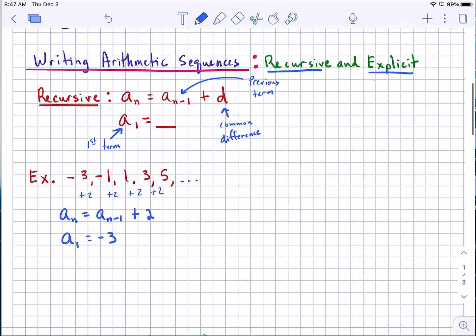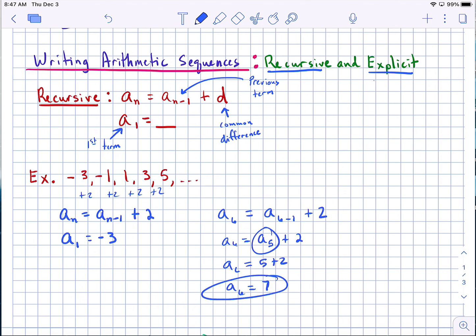But to use the equation to get that, if I want to find a of 6, the sixth term, here's what I do. I put 6 in for n, and then I solve it. So a of 6 would equal a of 6 minus 1, which is 5. So a of 5 means what is the fifth term? Well, the fifth term is 5. So a of 6 would equal 5 plus 2. So a of 6, or the sixth term, is 7.